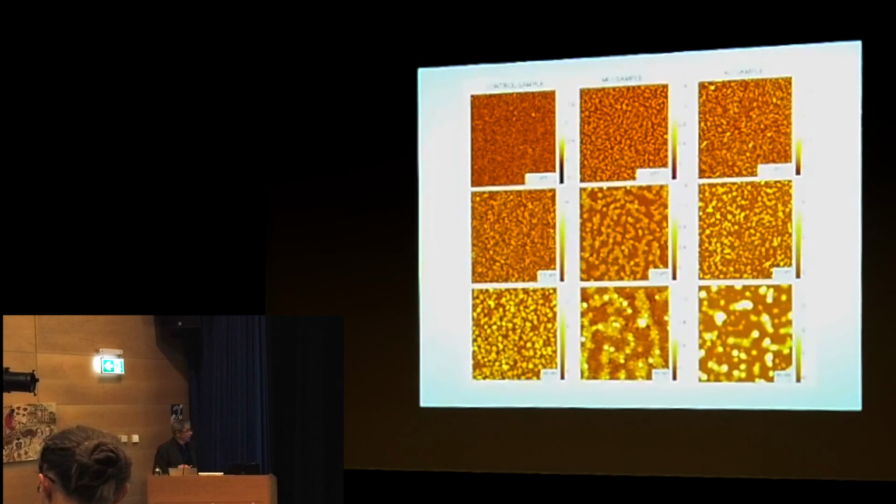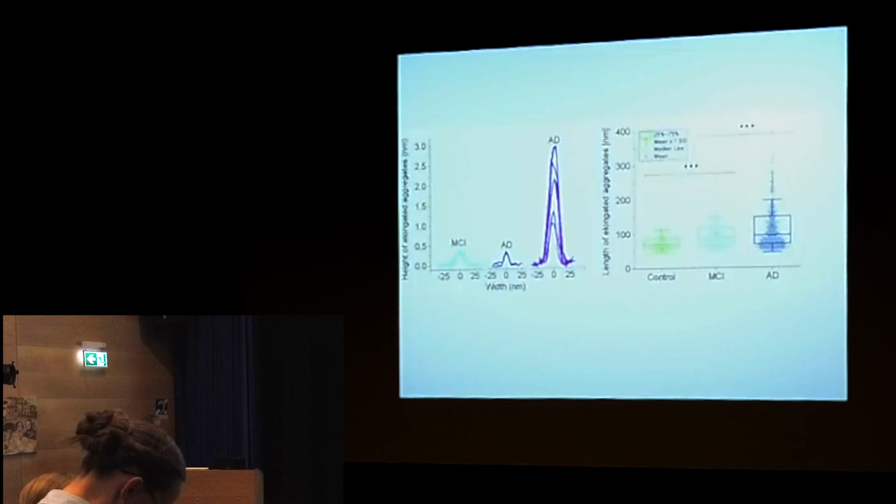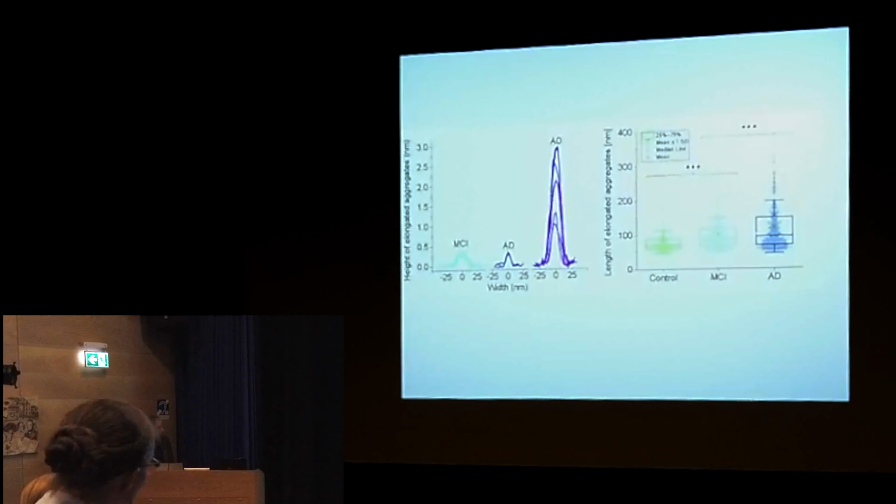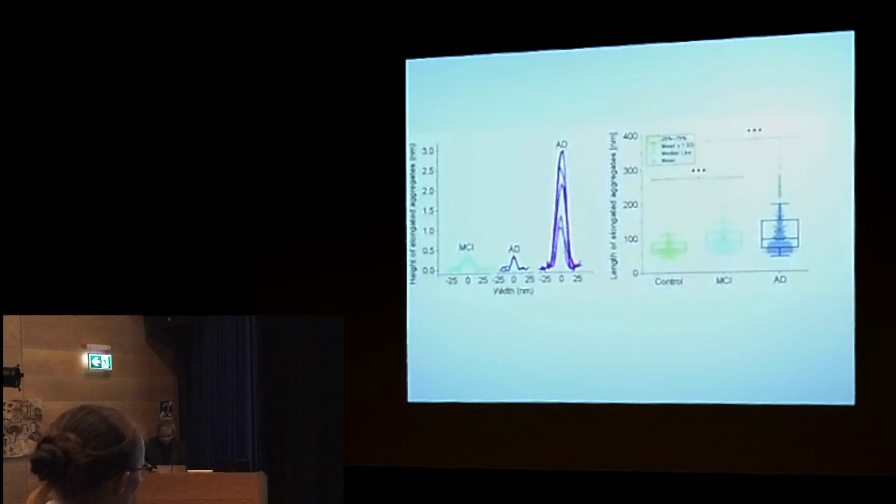So this is a quantification of the data. This is the height of the MCI aggregates. This is the height of the Alzheimer's disease aggregates. There are two populations, one that comes half a nanometer above the mica, and some that come 2.5 nanometers above the mica. The control are very short, around 50 to 70 nanometers. MCI are longer, and the Alzheimer's disease even longer.